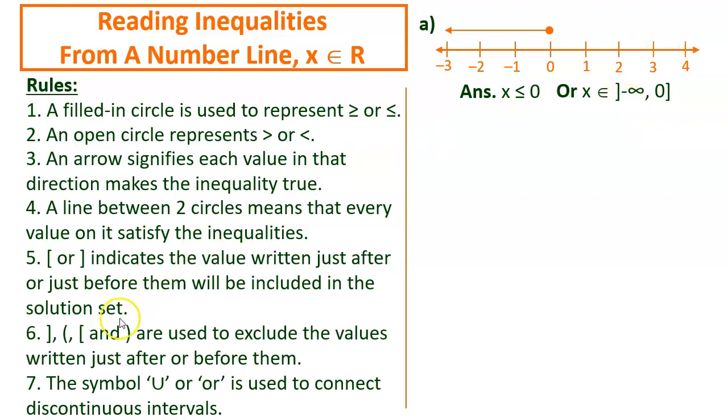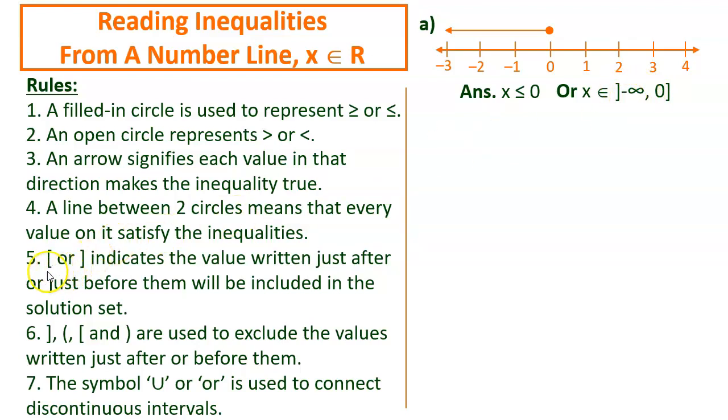So you see, I have written, you can use this arrow, the square bracket, to exclude the value written just after. This one is corresponding to the value just after. So this negative infinity is written just after the square bracket, so this should be excluded from the solution set.